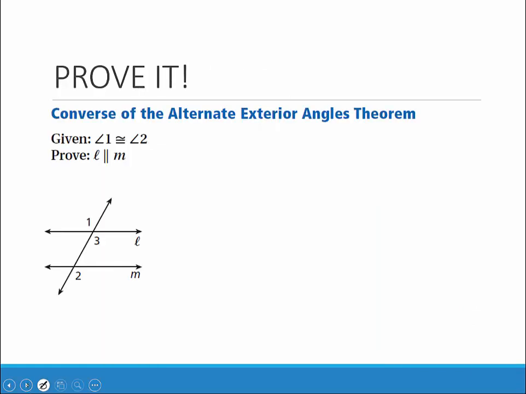So let's prove one of these, the converse of the alternate exterior angles theorem. So I give you that angle 1 is congruent to angle 2. So let's make a 2-column proof with our statements and our reasons.